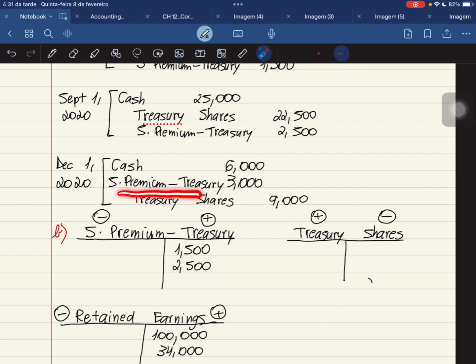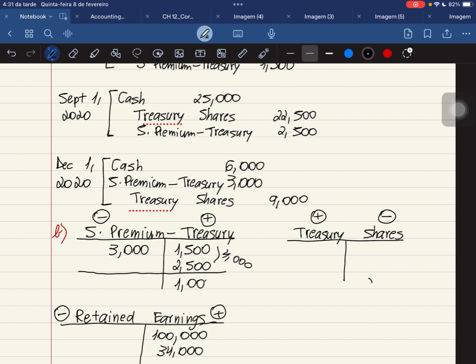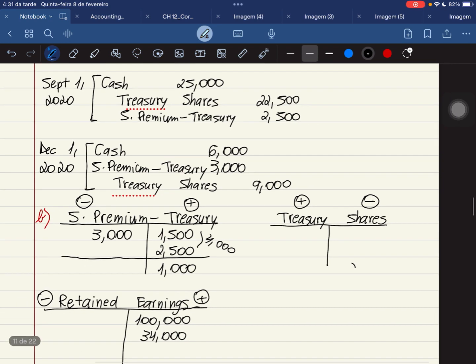So here, let's not forget to debit that 3,000. And that is the last one, so we can go ahead and calculate the value. This side has 4,000, right? So you have extra 1,000 in this side. That is the ending balance of this account.